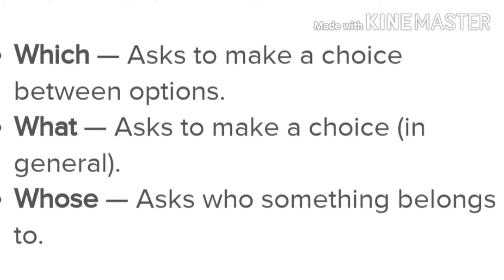What books are lying on the table? What instructions did the coach give you? The last kind of interrogative adjective is whose. When you want to know to whom something belongs, we will use the interrogative adjective whose. Example, whose coat is this? Whose cat is that? Whose child is this?